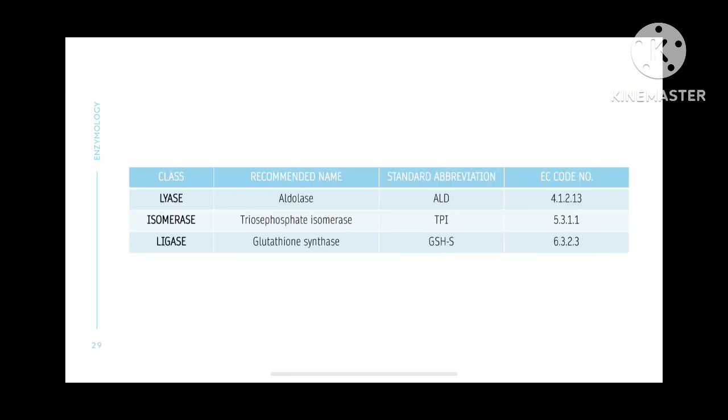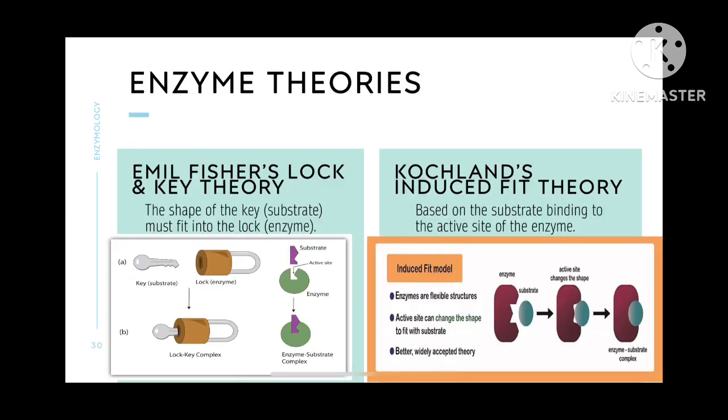Examples for lyase would be aldolase 4.1.2.3. For isomerase, triosephosphate isomerase 5.3.1.1, and for ligase, that's glutathione synthase having 6.3.2.3 as its enzyme commission number.